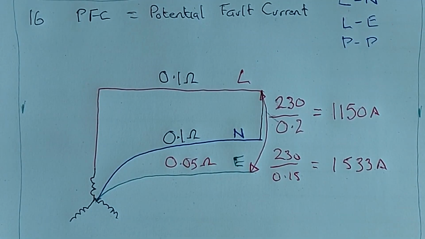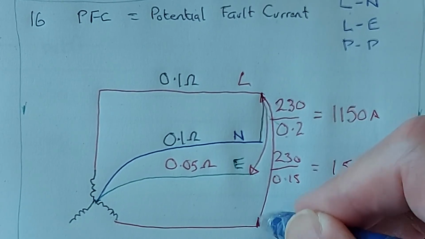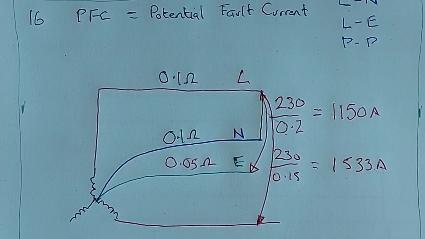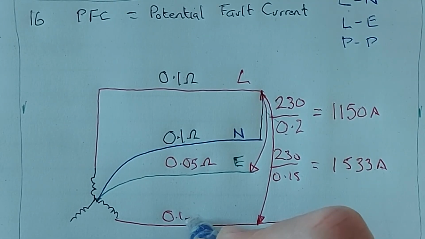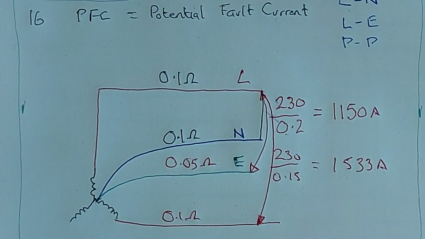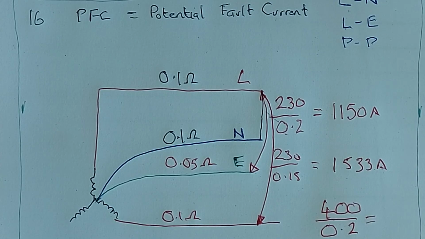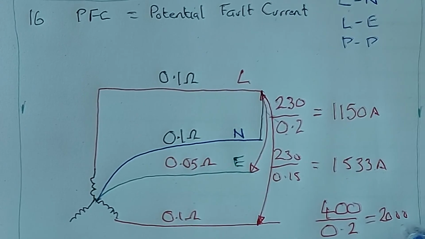If it was a three-phase system though, so your fault is now between that phase and that phase, then it should be the same cables, three-phase cables, so the resistance you'd expect to be 0.1 ohm as well. So you've now got the same resistance, 0.1 plus 0.1 is 0.2, but you've got 400 volts now, so you're talking about 400 over 0.2 equals 2000 amps. So your biggest fault current is going to be phase to phase on this circuit.